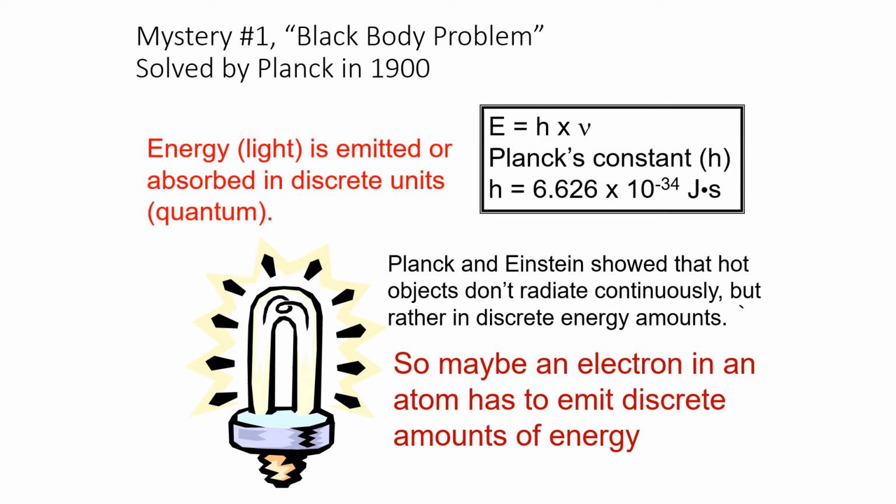So this E represents E of a photon, or a packet of light or electromagnetic radiation. There's a constant involved in this equation. It's Planck's constant, represented by that lowercase h, and its value is 6.626 times 10 to the negative 34 joules times seconds.